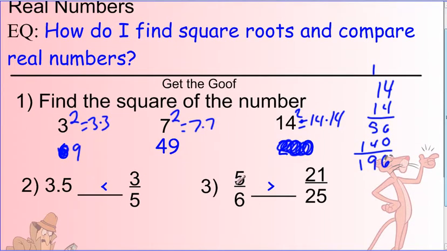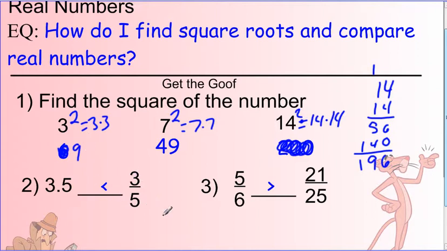The second and third get the goofs here are seeing which numbers are bigger. Here we have 3.5, here we have 3/5. We want to know which of those is the bigger number. The easiest way to do these problems is to change your fractions into decimals. If you can change your fractions into decimals, you're going to have a much easier time with this problem.